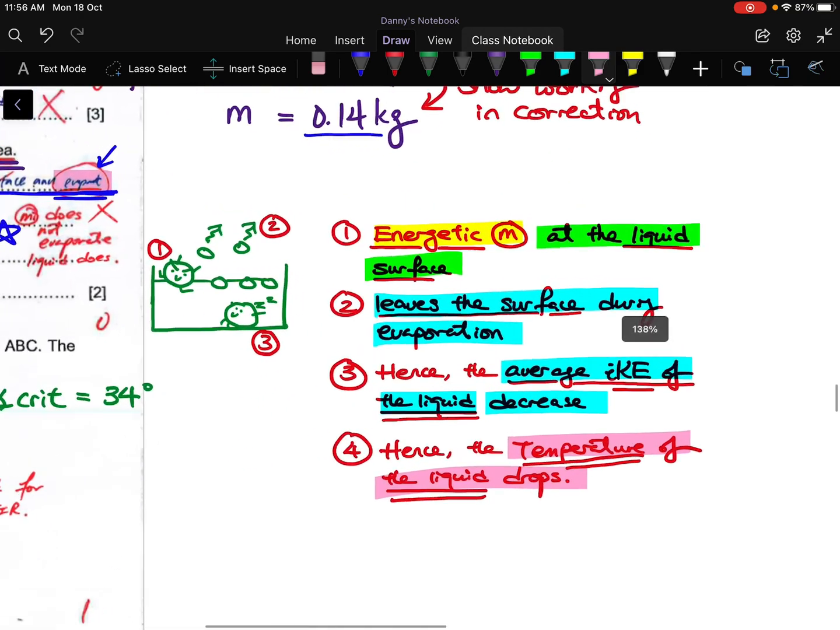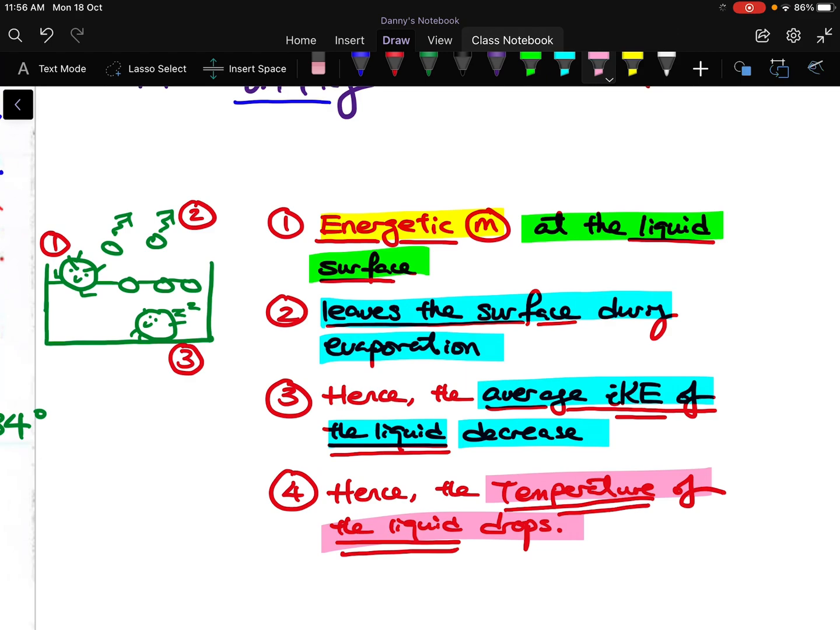Okay, so that's how you describe evaporation. Okay, for the whole of 2021, you need to learn this because in set 4 we're going to ask you. It's a very common question.